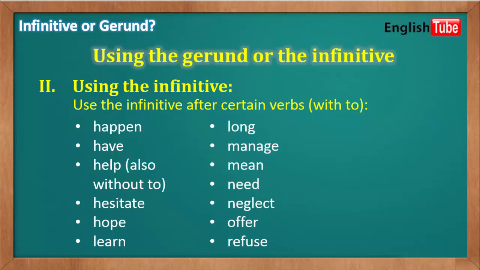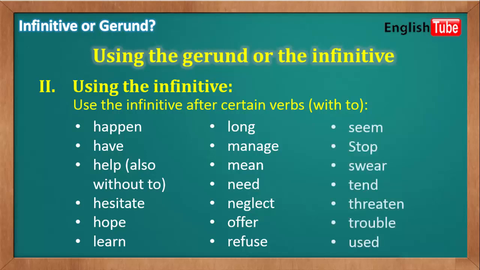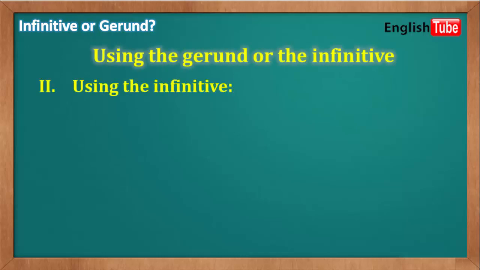I learn to speak English, I learn to write English, and so on. Long to, manage to, mean to, need to do something, neglect, offer, refuse to do something, seem to, right? Stop to do something, right? The verb stop here, there are certain verbs in addition to stop that can be used with the gerund and the infinitive, and we're going to see this later on. Swear to, tend to, threaten to, trouble to, and then use it to, okay? Good.